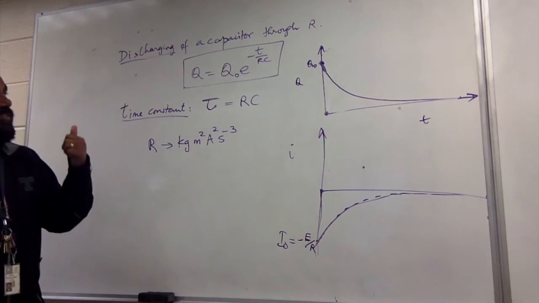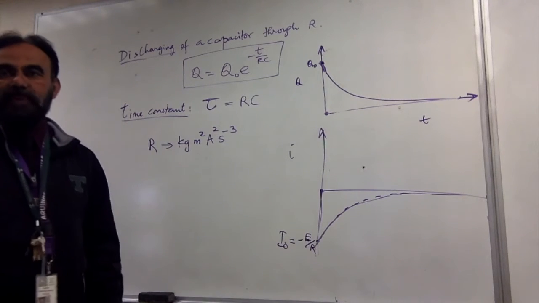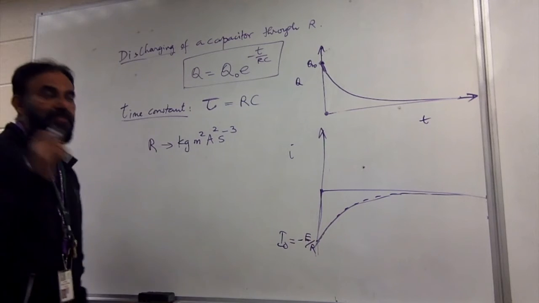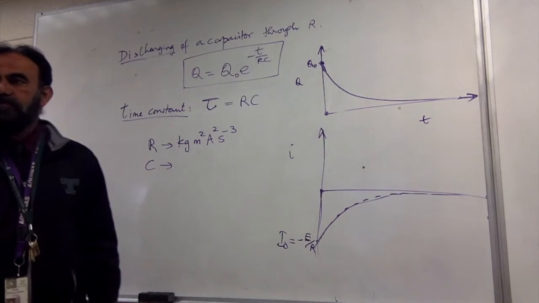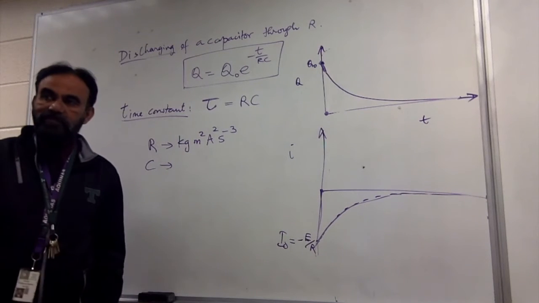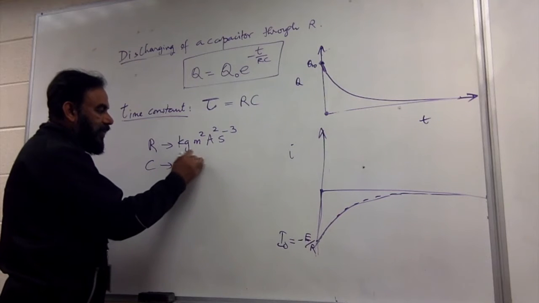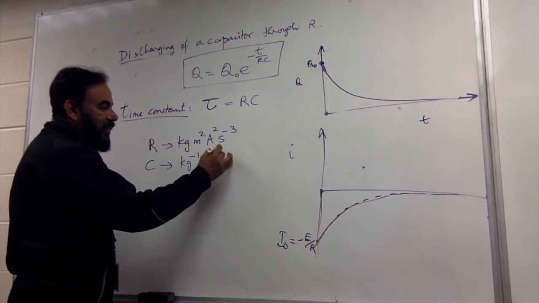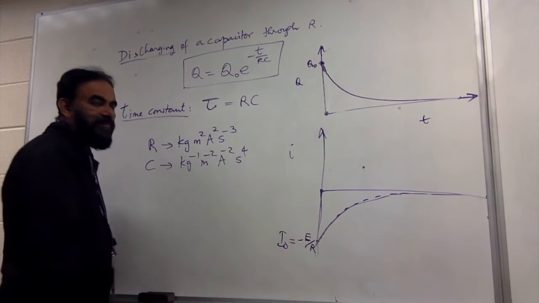Okay, now tell me what is C. Go back to C. When I defined capacitance and all that, I must have definitely given you the basic terms, the unit of capacitance. Tell me the units. Isn't it kg to the negative first, meters to the negative second, amperes to the second, and seconds to the fourth? There you go.